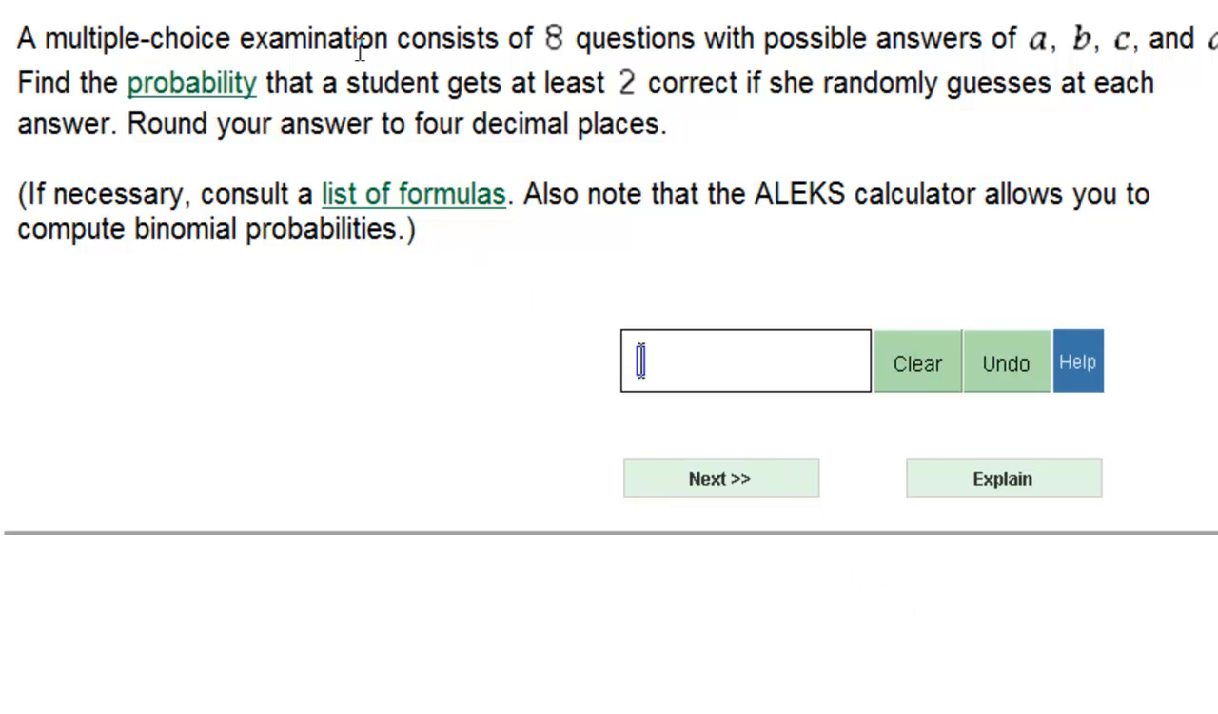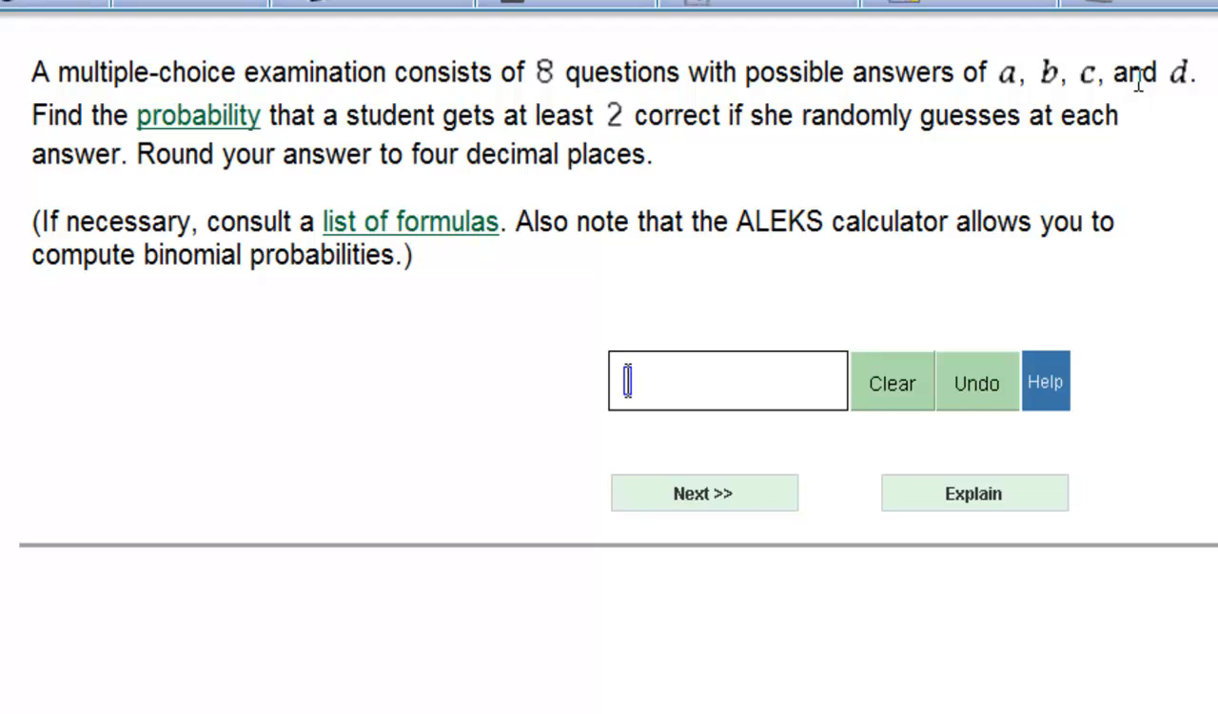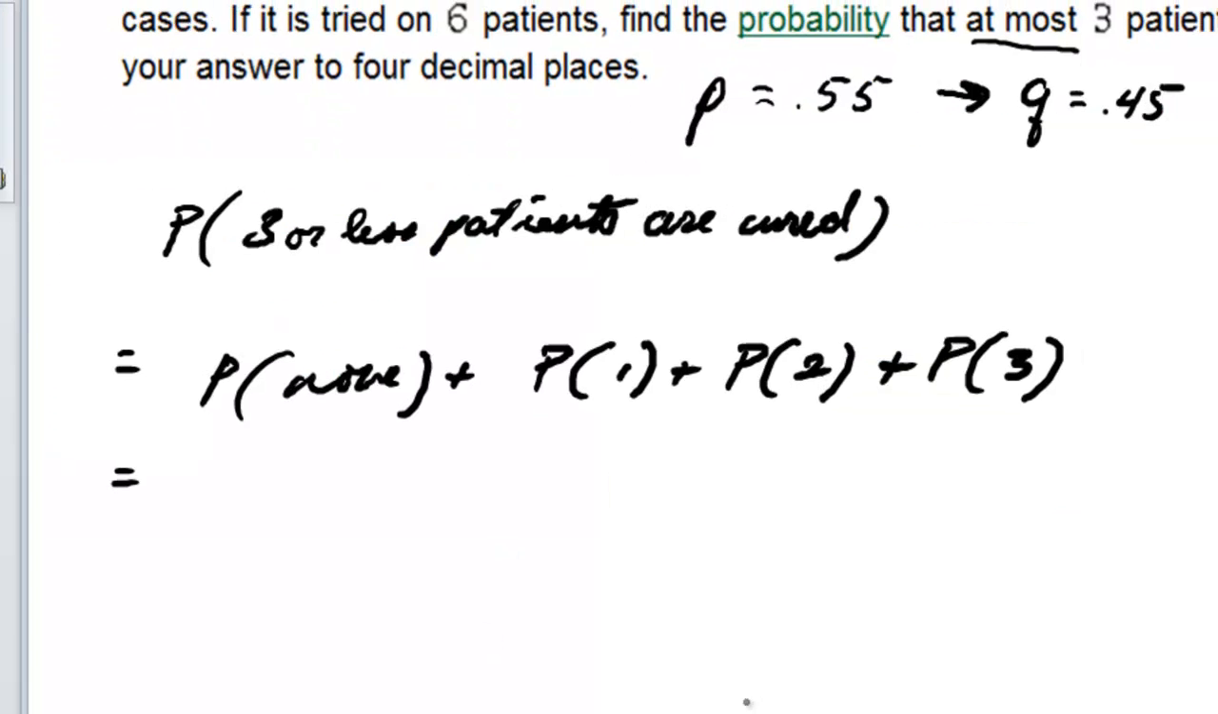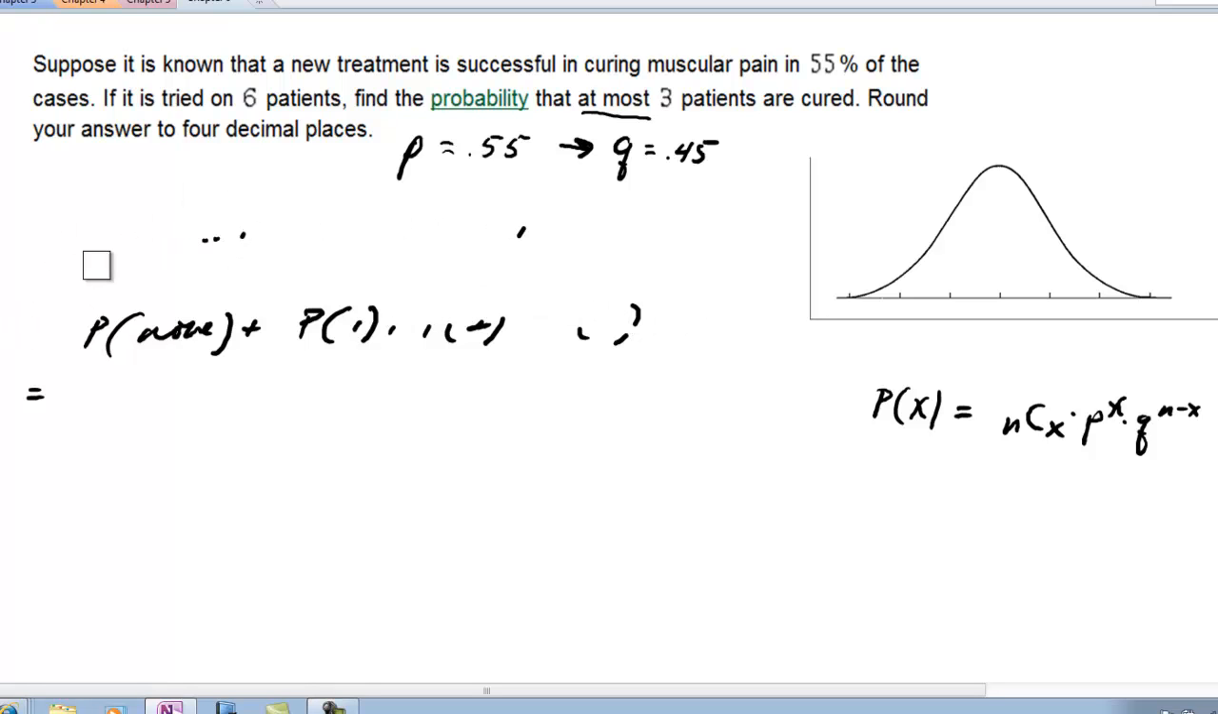Here it is. A multiple choice exam consists of 8 questions with possible answers A, B, C, and D. So whenever there's 4 choices, you have a 1 in 4 chance of being right. Find the probability that a student gets at least 2 correct. So when we say at least 2, we mean 2 or more. Now, I'm going to go back here for a second, and I'm going to erase all this.